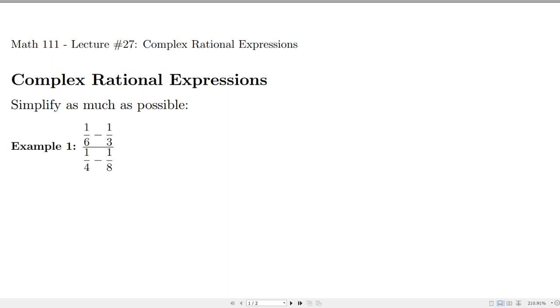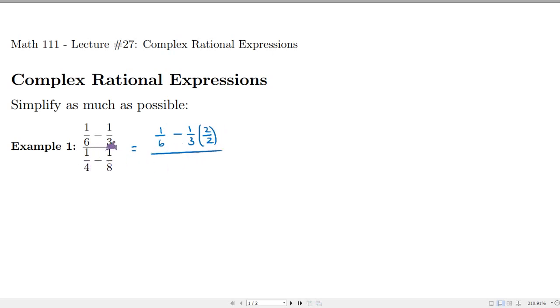The first example here, we have 1/6 minus a third, and then divided by 1/4 minus an eighth. So the procedure for this type of thing is, well, let's first simplify the numerator and denominator separately, and then we'll proceed from there. So how do we subtract 1/6 and 1/3? We have to find a common denominator, right? And the least common denominator would be a 6 in the denominator, because I could just multiply this by 2/2 to make a 6.